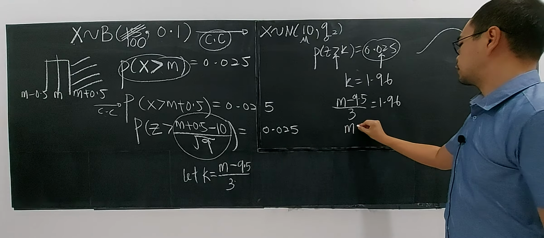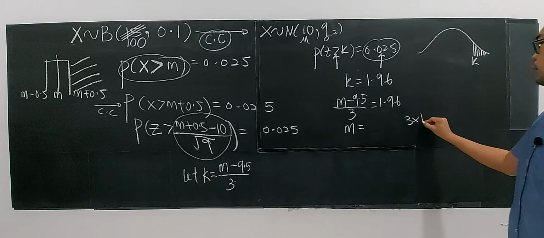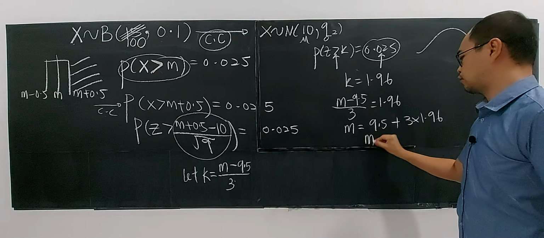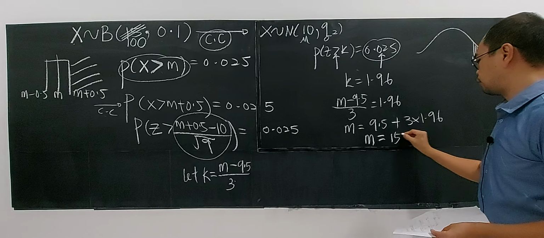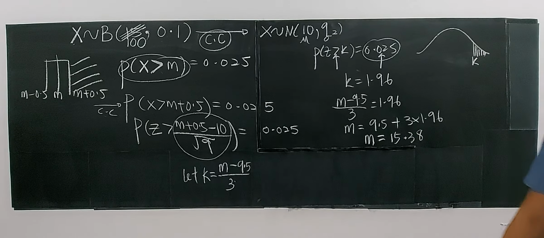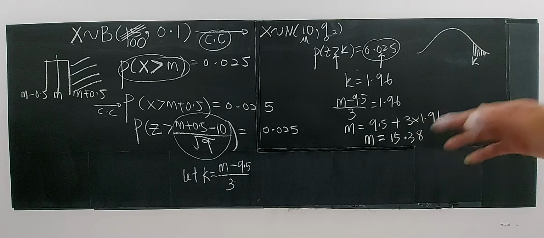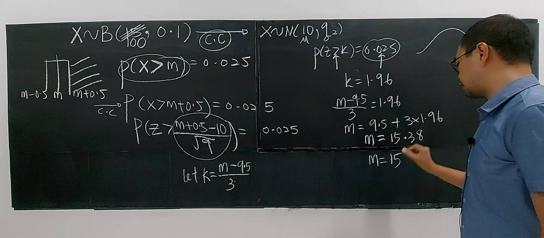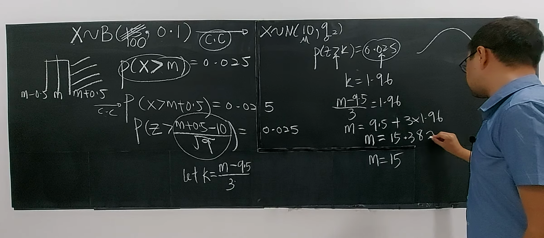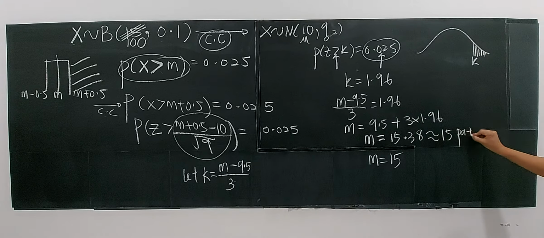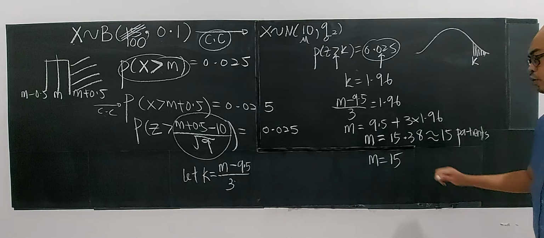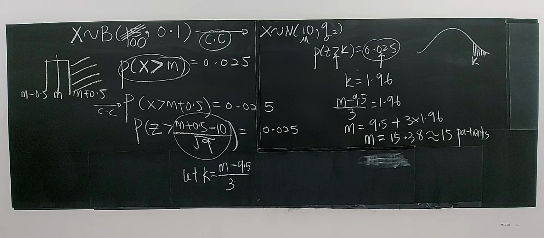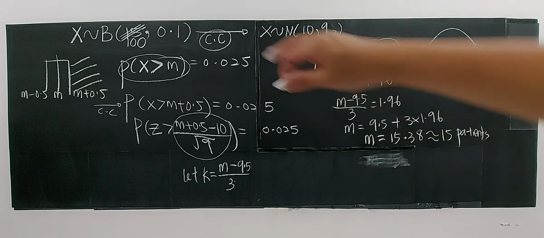If you solve this, it becomes 3 multiplied by 1.96 plus 9.5. So what is the value of m in this case? It's 15.38. This is just an estimation, so usually I tell students to round off to the nearest integer. You round this off and get 15, so we can say this is around 15 patients. If you give 16, I also consider that okay. It's just an estimation because the sample is very large.